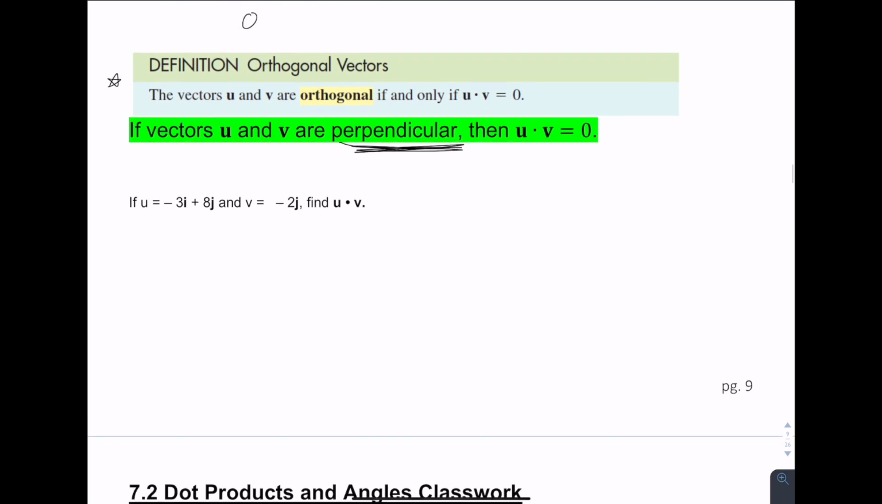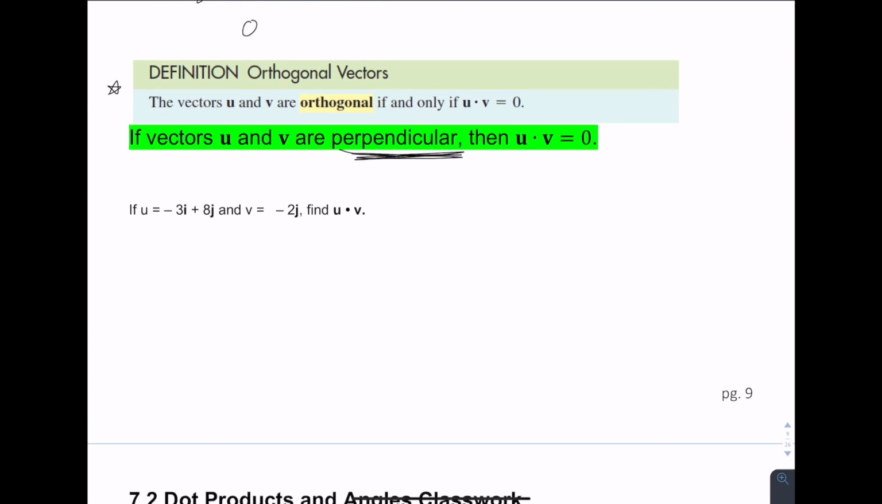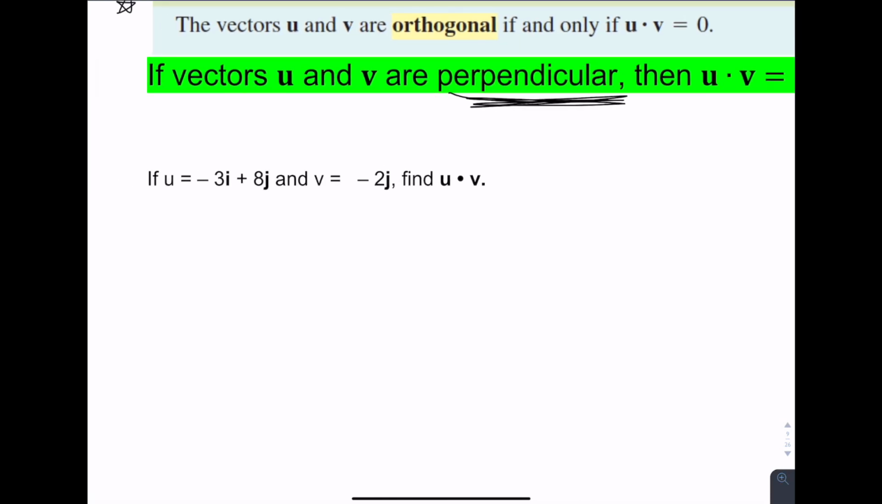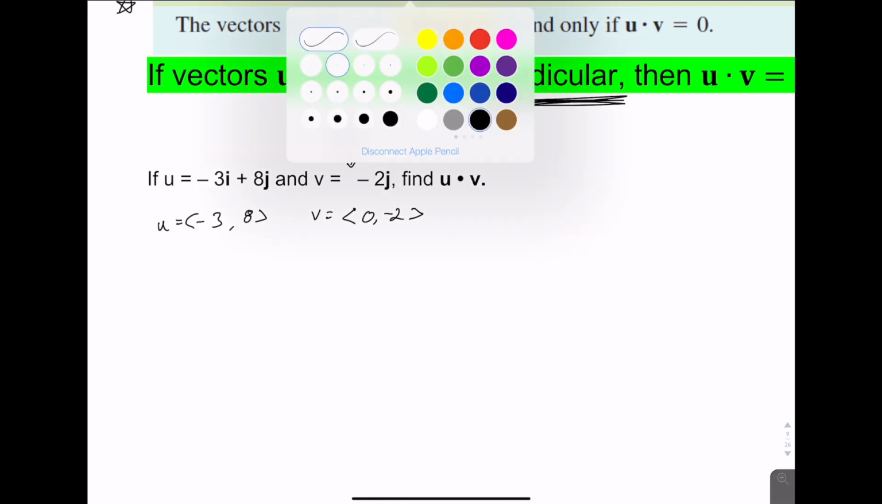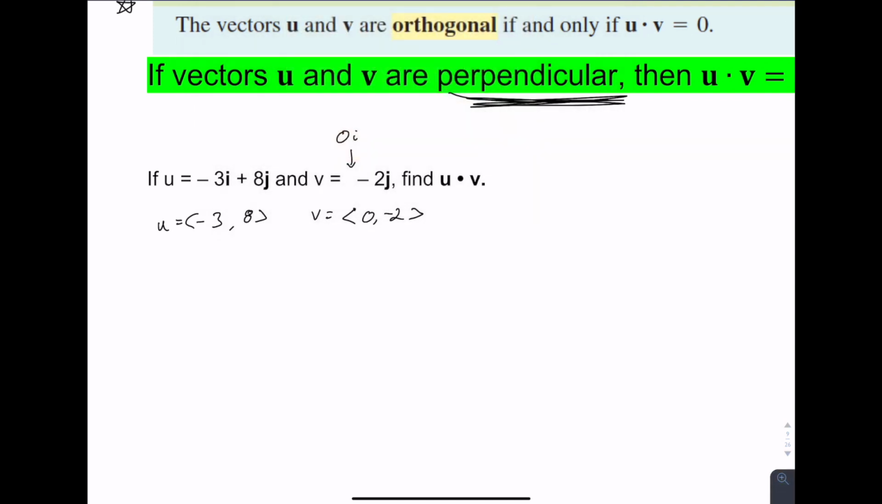So next one, let's try another example. So if u equals negative 3i plus 0j, and v equals negative 2j, all right, so let's rewrite this to make our lives easier. So u would be negative 3 comma 0. And notice how this one's missing a j. There's essentially a 0j right there. v is 0 comma negative 2. So you can use both formats however you want. I prefer to do vector format, but you do you.